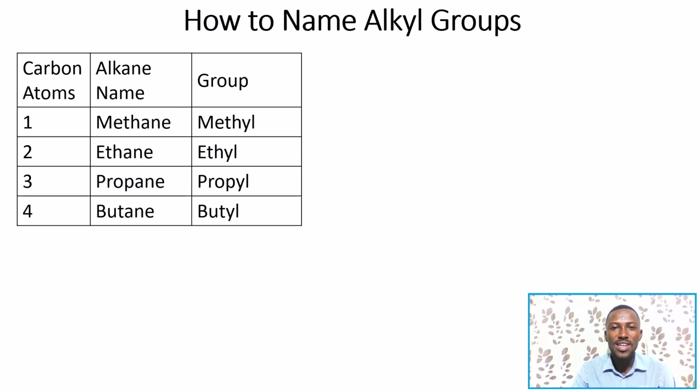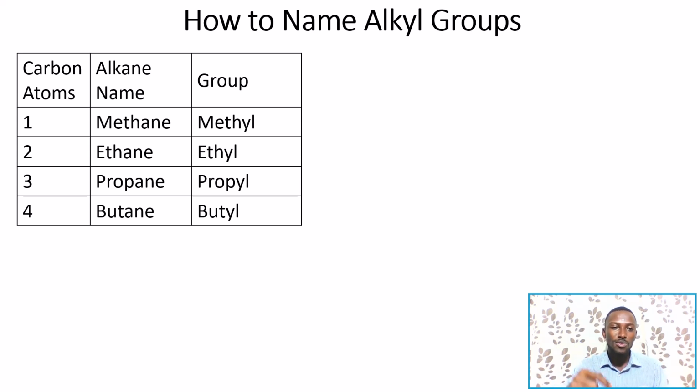Now, how do we name alkyl groups? I'm going to take you through it step by step. But before then, just look at this table. For the table, we have carbon atoms 1 to 4 and the alkane name. Remember we said alkyl groups are formed from alkanes. So to get an alkyl group, you first need to have an alkane and then take a hydrogen out, or cut one hydrogen from it. Then you will get an alkyl group.